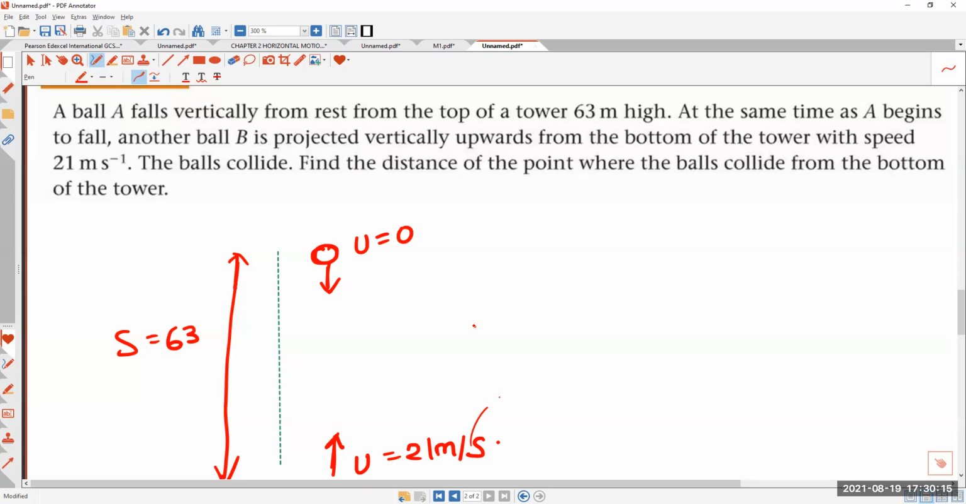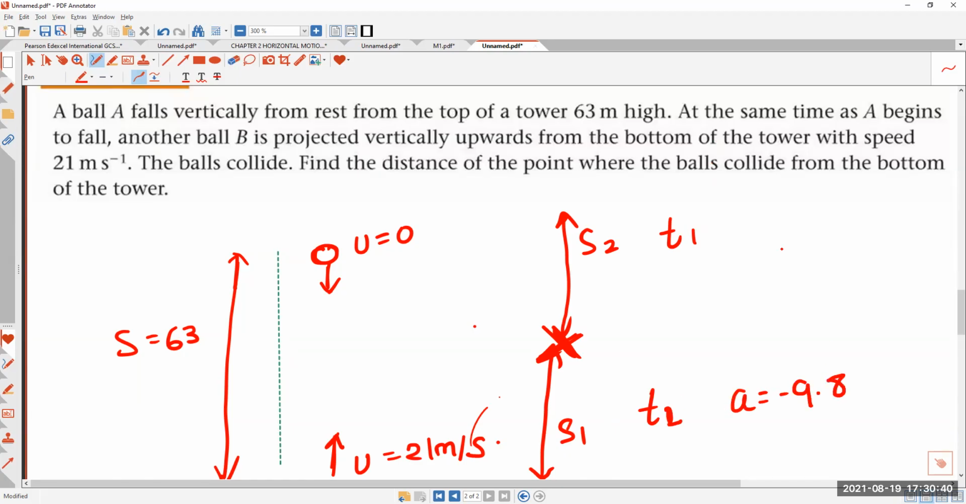This one went this much upward, for example this is S1, and this one went this much downward, for example this is S2, and they met somewhere over here. The time taken for this one is, let's say, T1, and for this one T2. The acceleration of this one will be minus 9.8, and of this one plus 9.8. Clear? These are some points I'm making. If I do S1 plus S2, my answer will be 63. Yes or no? Everyone, online, offline, is it clear?